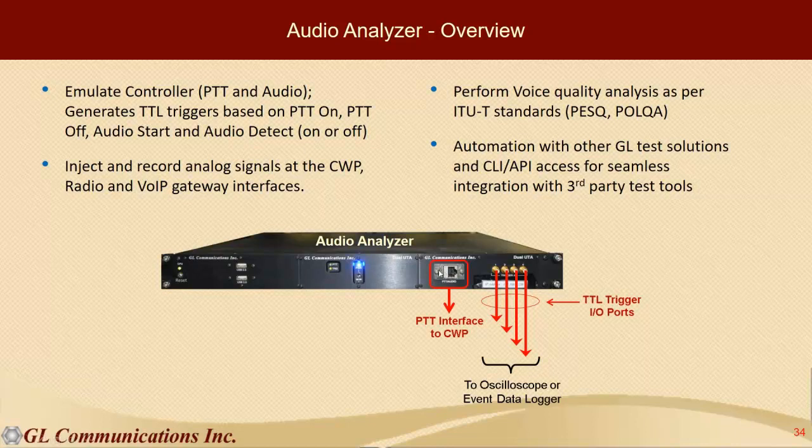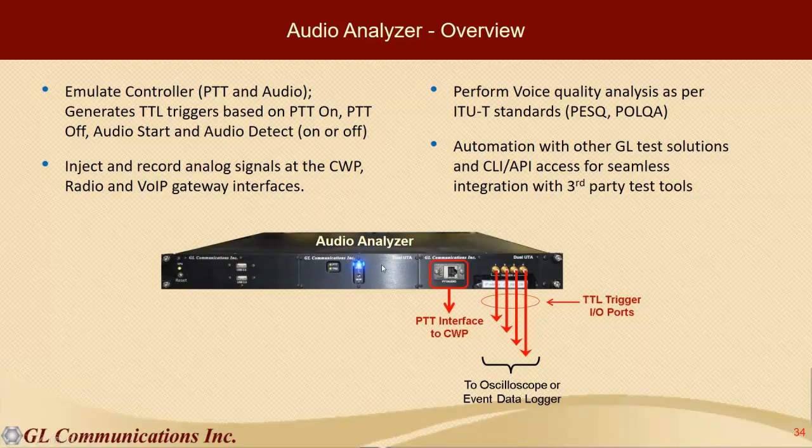When those events happen, so when PTT is enabled, when PTT is disabled, when audio is being sent, when audio has been detected, we can send a TTL trigger out to an oscilloscope, maybe in a lab where you want to see what time that actually happened, or to that event data logger that we're showing in the previous slide, where we can time it and do a time delta between maybe this interface and an IP interface. So that's what this product does.